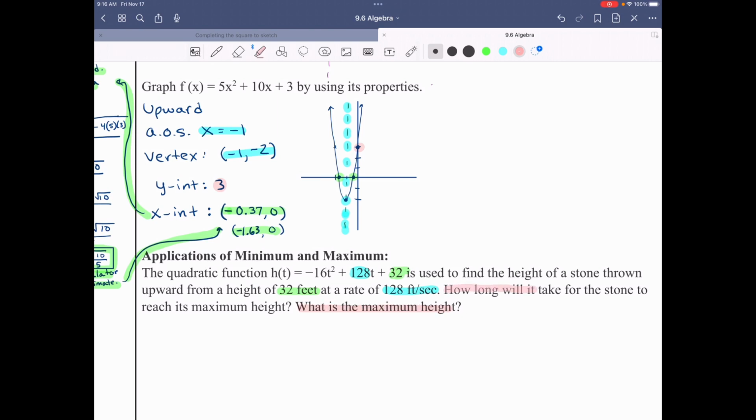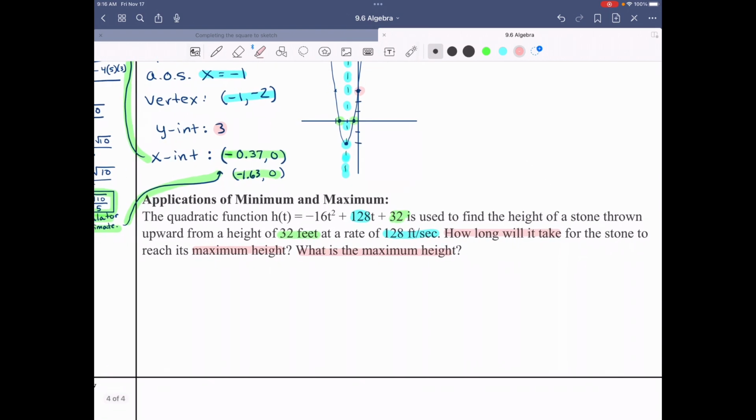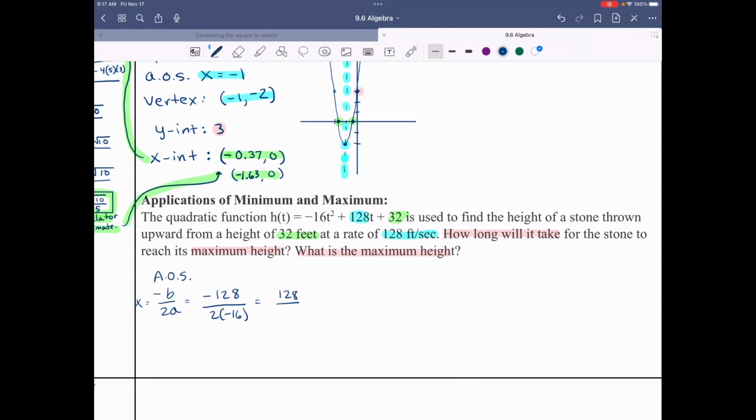So how long will it take? The maximum height is going to be the vertex. We can graph this to show that, and we can just find the vertex. So first let's find the axis of symmetry. That's going to be negative b over 2a, which in this case is negative 128 over 2 times negative 16. So that's 128 over 32.